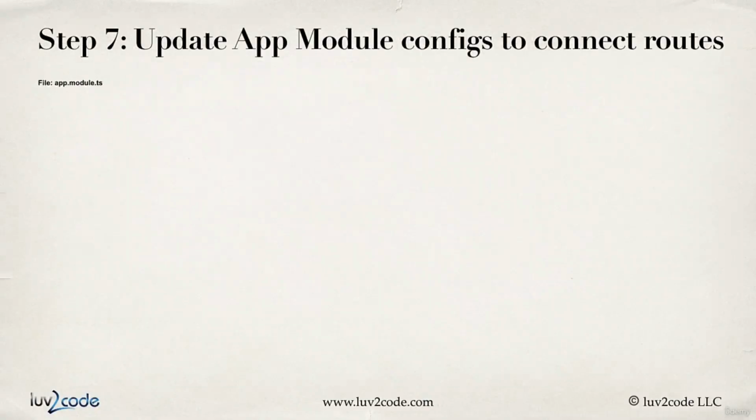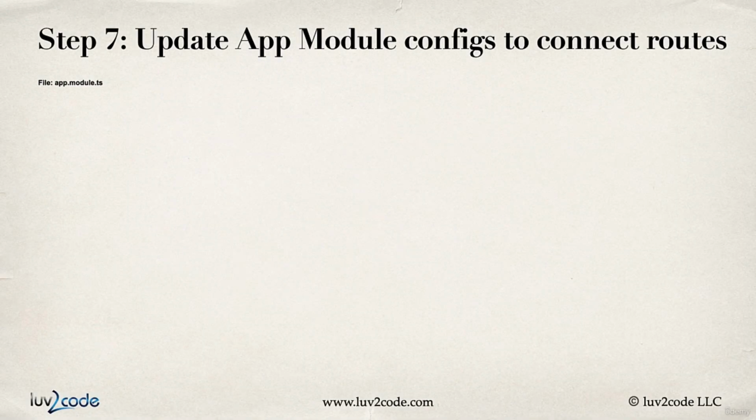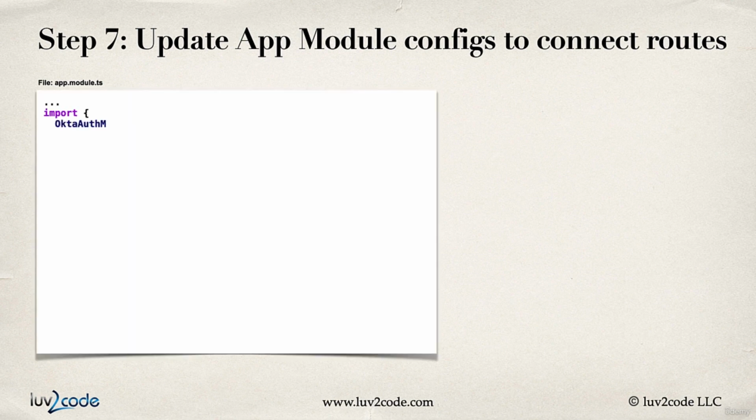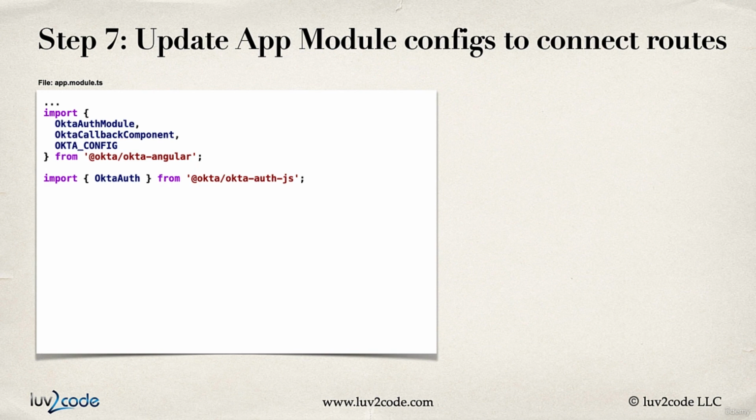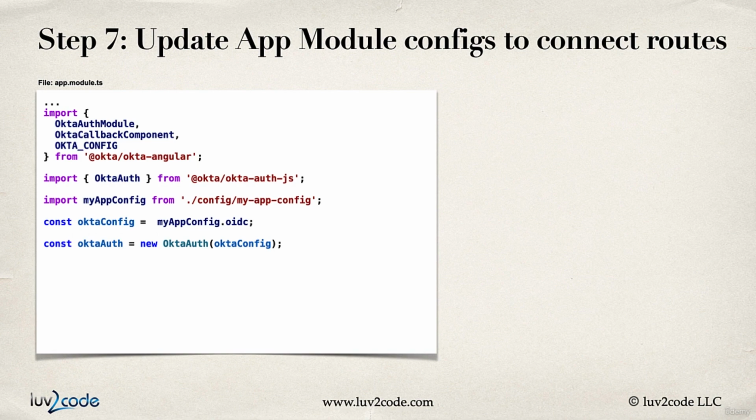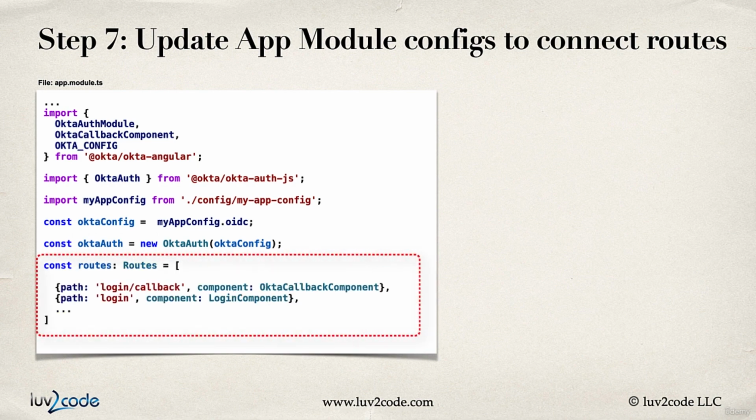Alrighty, so we're almost done. This is step 7 of updating our app module configs to connect the routes. So in our app.module.ts file, we'll do some imports up top for Okta. We'll also import our myAppConfig, that config file that we created a little bit earlier. We'll create this Okta config. And then moving over here, we have a bit more code to write. So we'll set up our routes here.